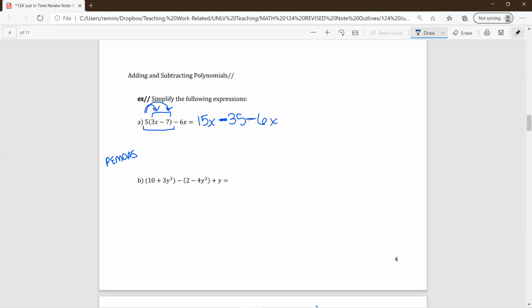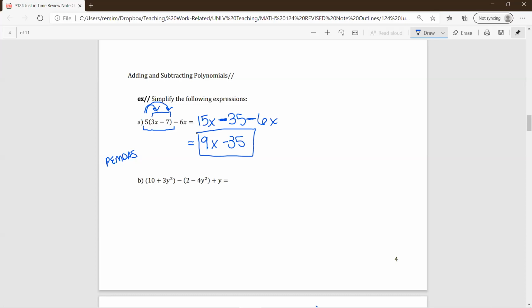And at this point, I look at my expression, 15x minus 35 minus 6x. I have three terms. And two of the terms are like terms, so I can combine them. I can do 15x subtract 6x, get 9x, and then minus the 35. And at this point, I'm going to box my answer because those are not like terms, we can't combine them. And so that's the simplest form of that answer.